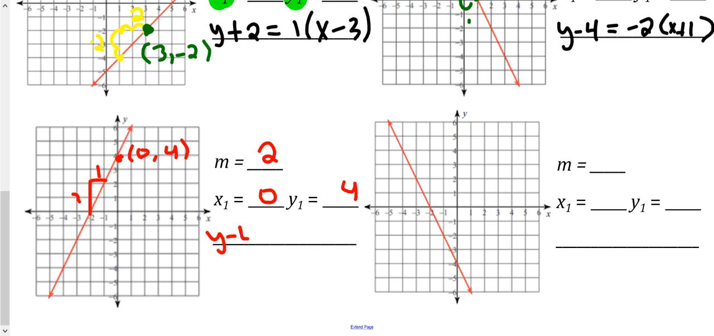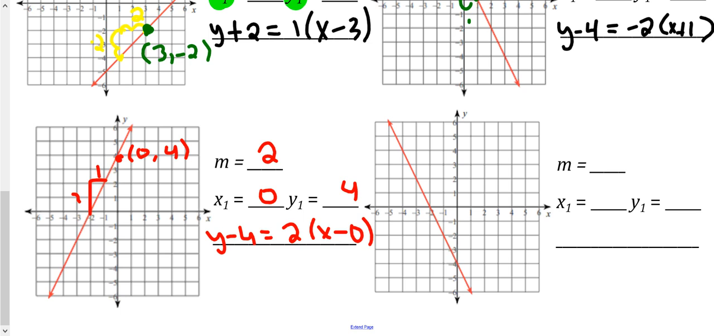So we get y minus 4 equals 2 times x plus 0, or sorry, x minus 0. Either way, it does not change anything. And so really, this is just point-slope or slope-intercept form in disguise. And we'll see how we can convert from one to the other in a minute.